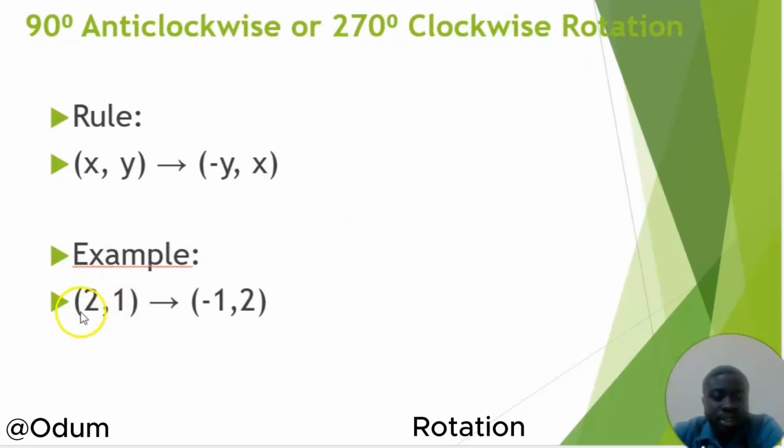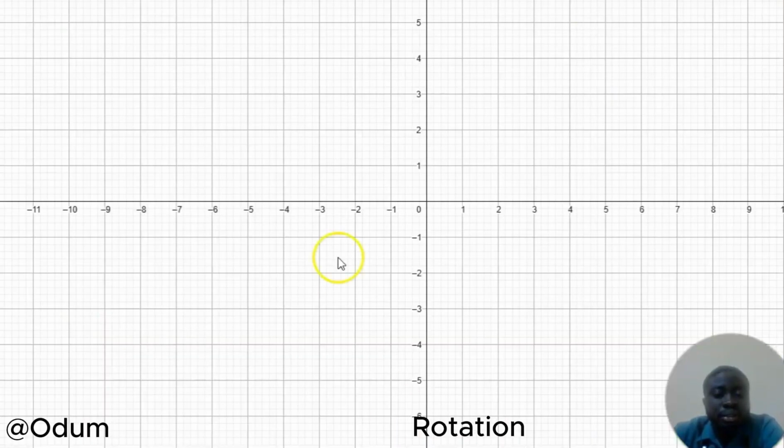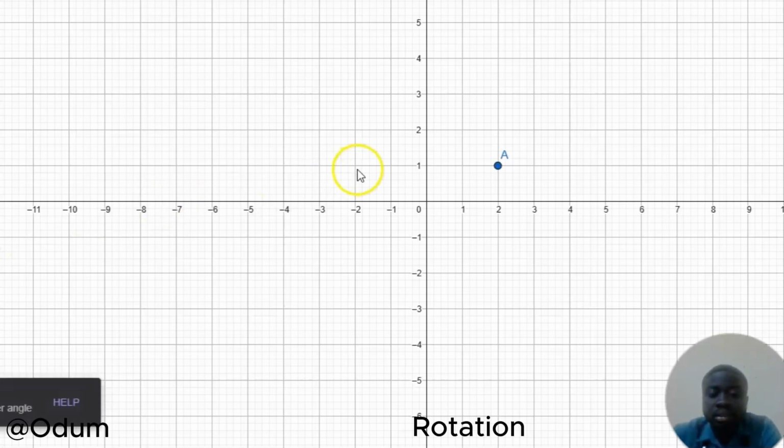So let's plot the point 2, 1 on the graph. We have 2 here and 1 here, so we have this point here. Now I'm going to rotate 90 degrees anti-clockwise. So select this.